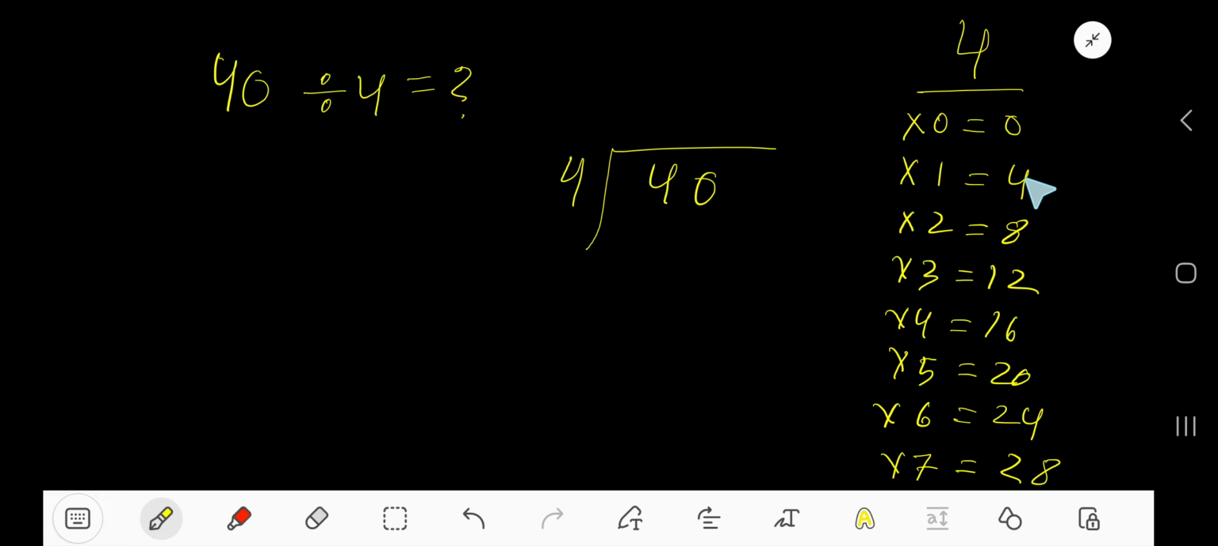0 plus 4, 4. 4 plus 4, 8. 8 plus 4, 12. 12 plus 4, 16. 16 plus 4, 20. This process will continue.